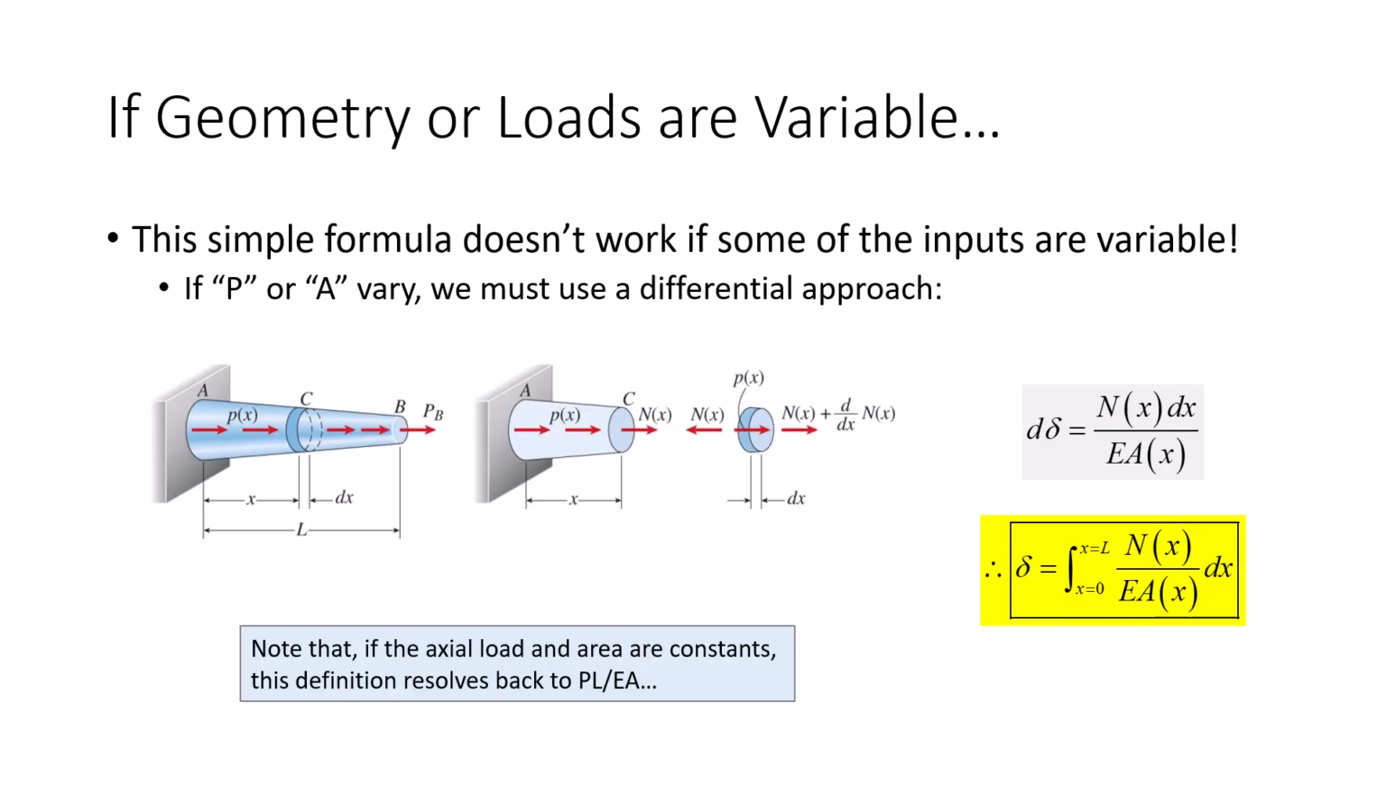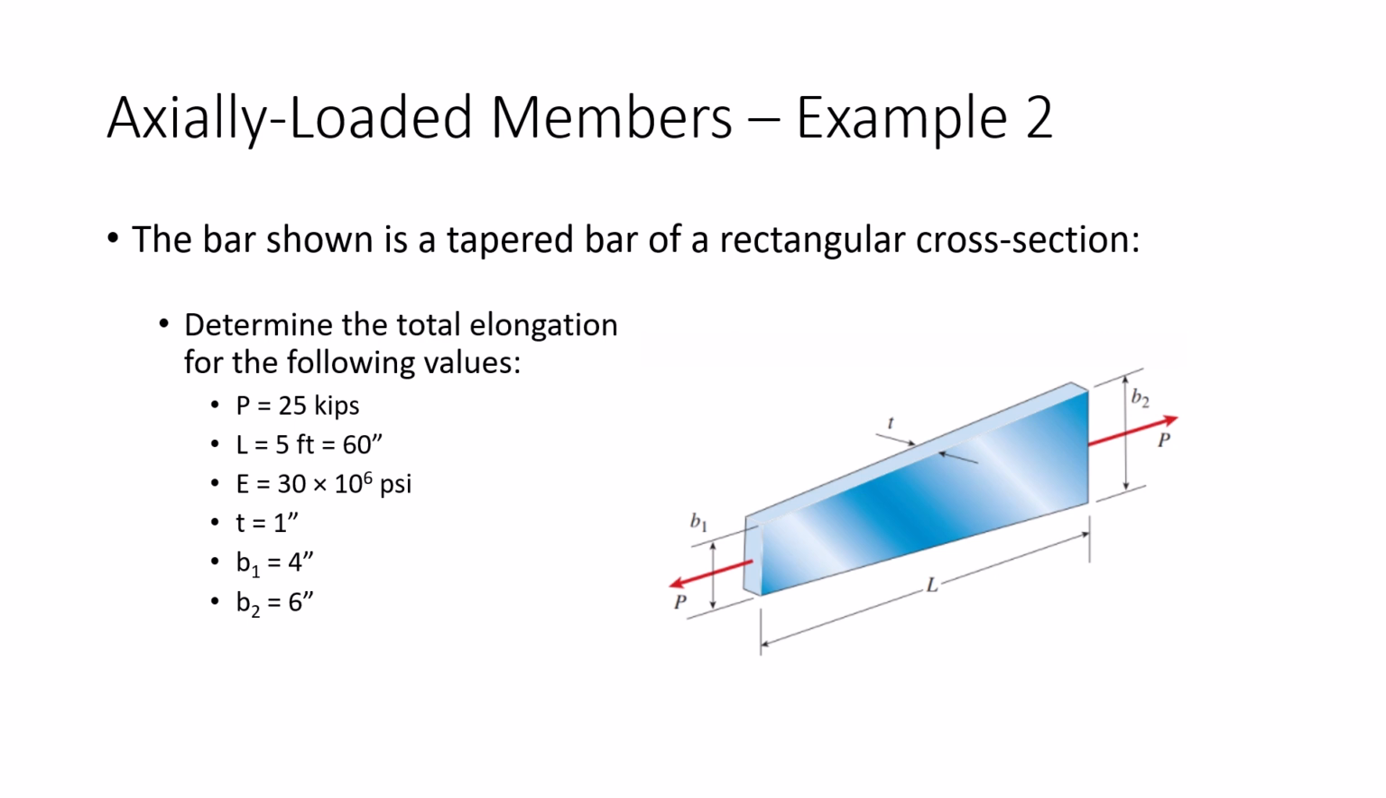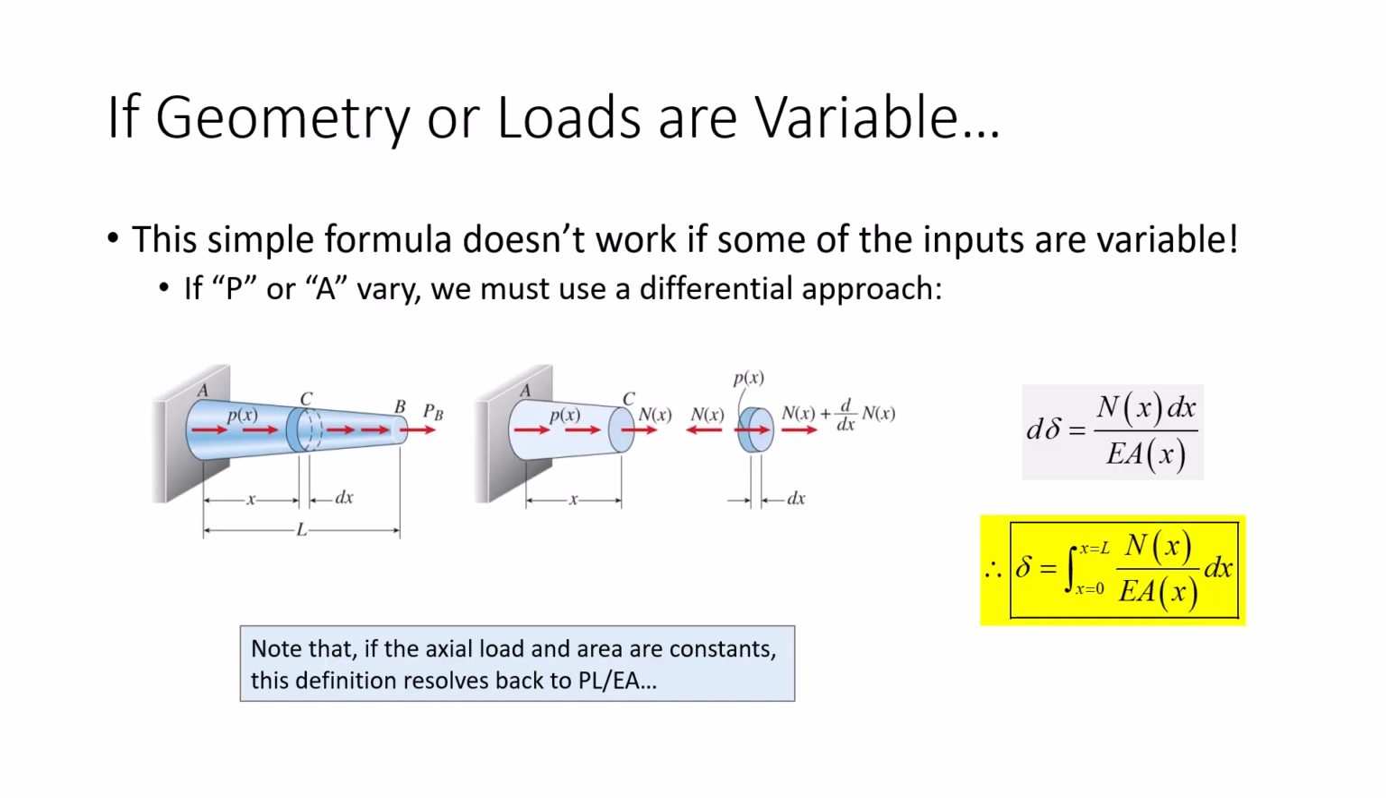For example, how about this bar right here? Here's an axially loaded bar, and the area changes across the length. It gets bigger as it goes down. This type of system is used all the time in engineering systems. So how do we handle that? Well, we break out our old friend calculus. And instead of looking at this as a constant plug-and-chug expression, we might need to integrate.